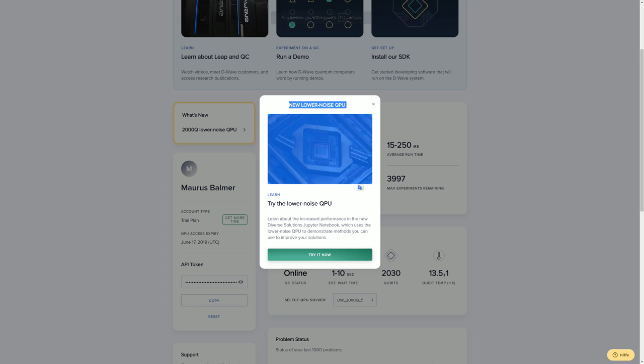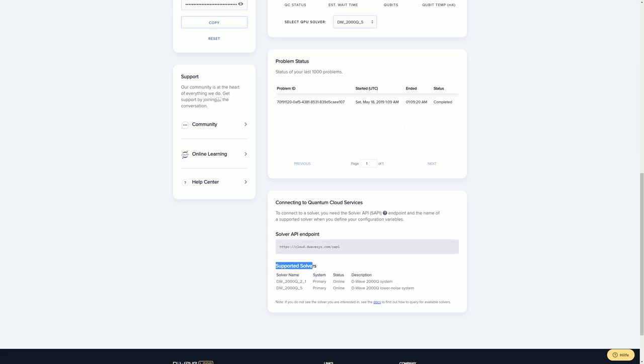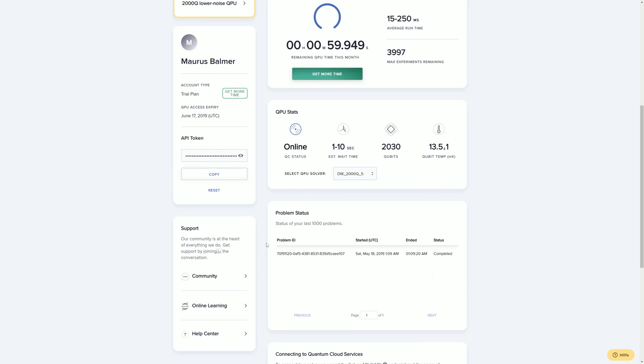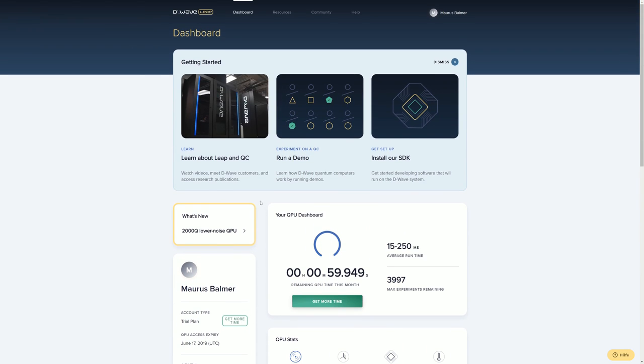Try the lower noise chip. Learn about increased performance in the new device solution, which uses the lower noise QPU to demonstrate methods you can use to improve your solution. Learn about the increased performance and lower noise, so we switch to that one. Supported solvers. Awesome. And here is my API token, which I can then use to program my own stuff and access the quantum computer that way. I should install that one, but this will probably be shown in the next session.